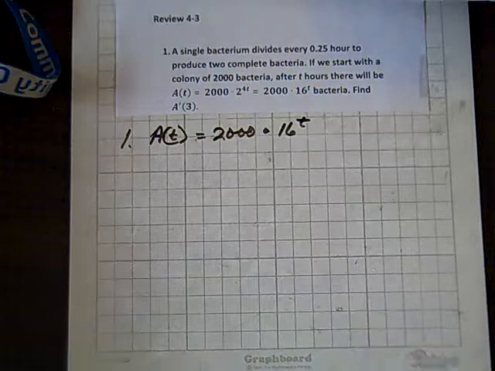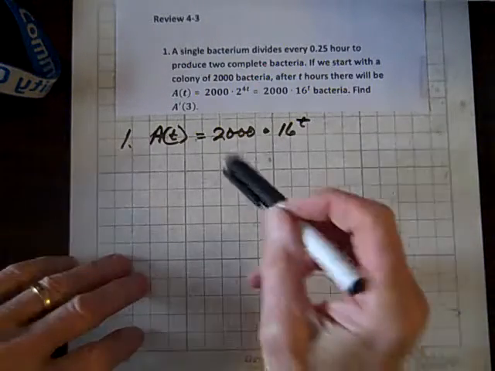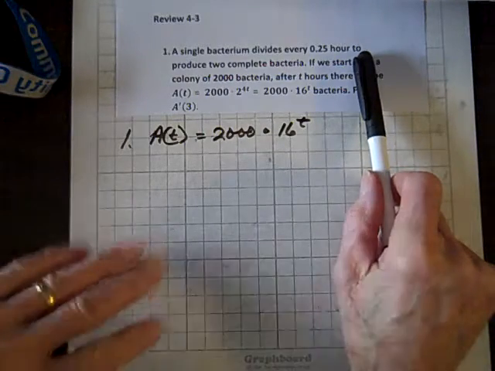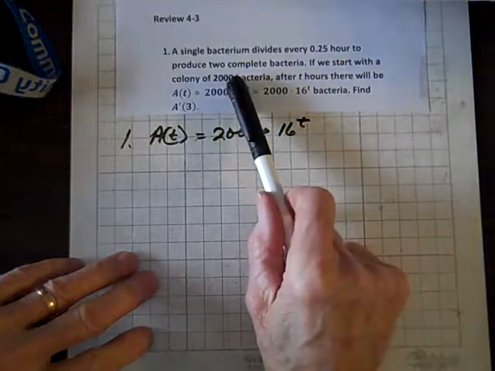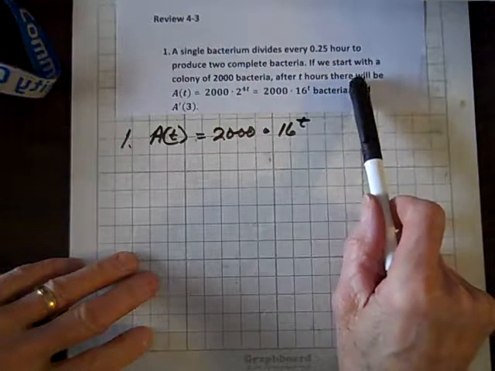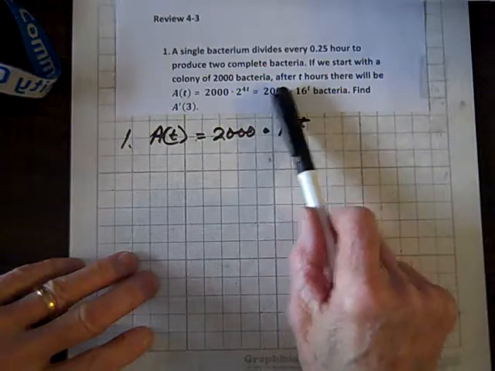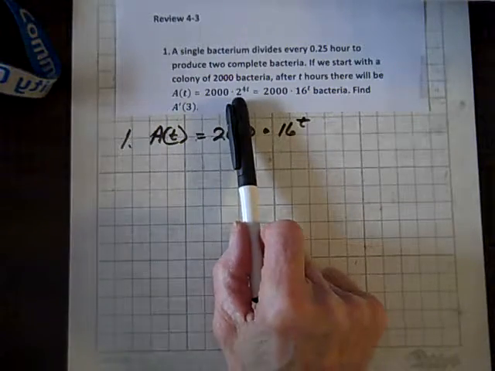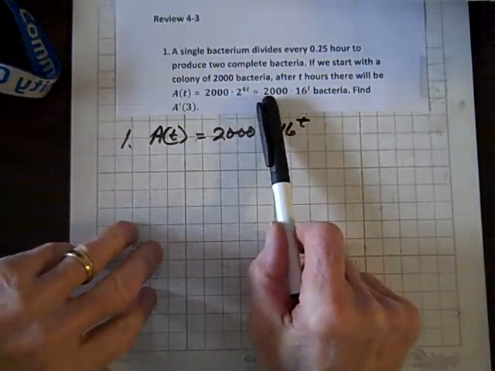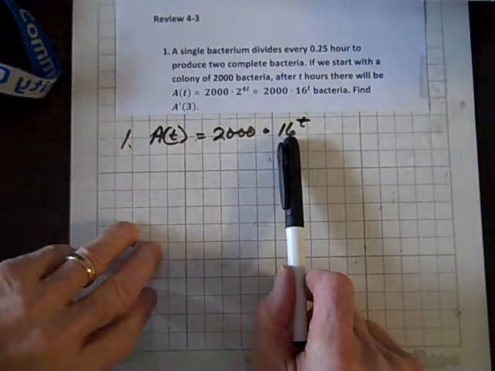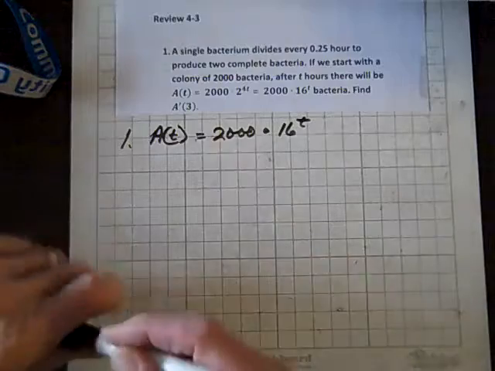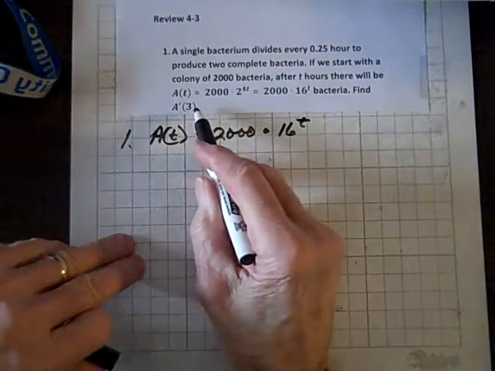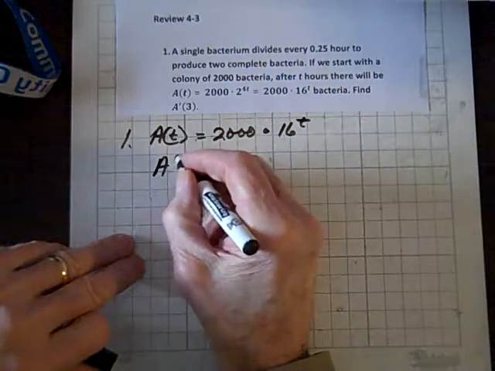Well, now we're doing the review for section 4-3, and it says a single bacterium divides every 0.25 hours, or every quarter of an hour, to produce 2 complete bacteria. If we start with a colony of 2,000 bacteria, after t hours there will be A of t, which equals 2,000 times 2 to the 4t, which ultimately becomes 2,000 times 16 to the t power. And we have to find A prime of 3. Well, let's find A prime of t first.